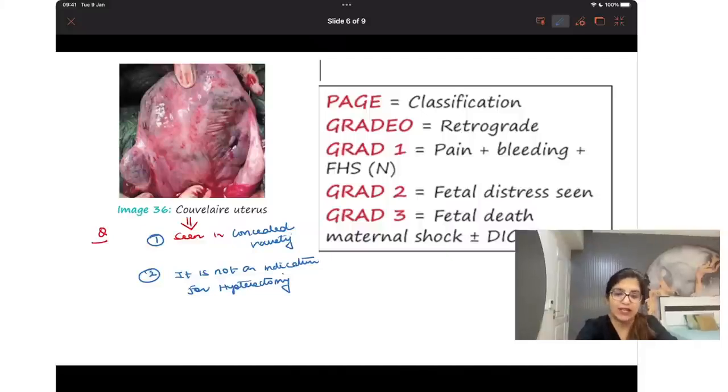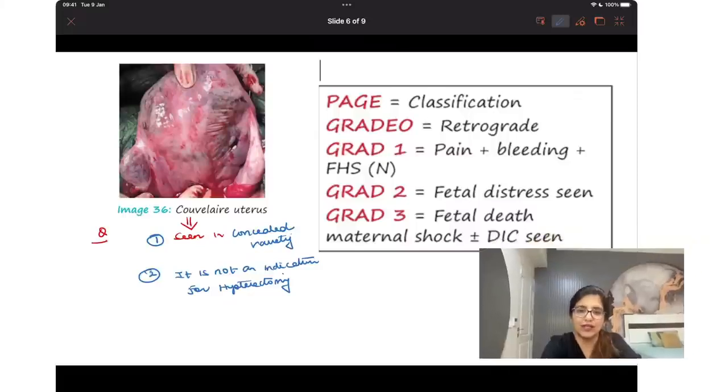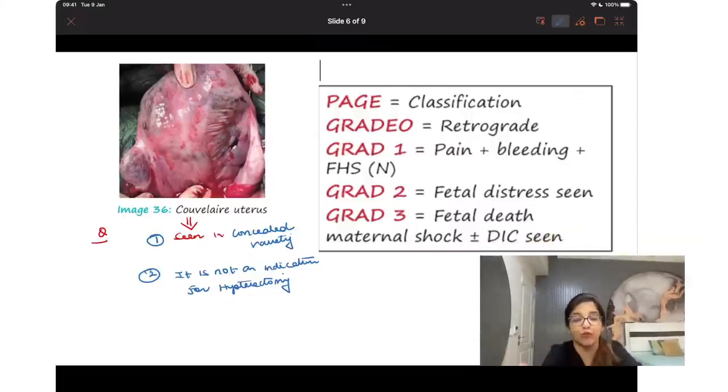Now in Page classification there are four grades: grade 0, grade 1, grade 2 and grade 3, right? Grade 0 means it's a retrograde diagnosis. Retrograde diagnosis means that once the patient has delivered and the placenta comes out, I see, oh my God, there is a retroplacental clot.